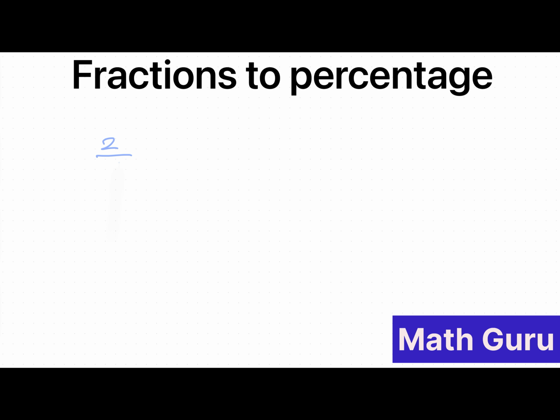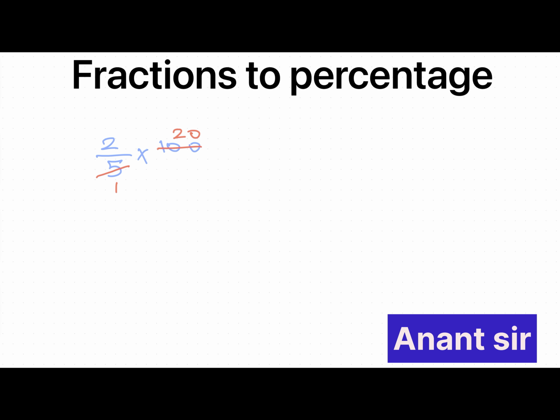So the first question, 2 by 5, we have to convert into percentage, so we multiply by 100. Now as we can divide 100 by this denominator 5, we will simplify it. 5 ones are 5, 5 twenties are 100. So now the numerator becomes 2 multiplied by 20. So the answer is 40.